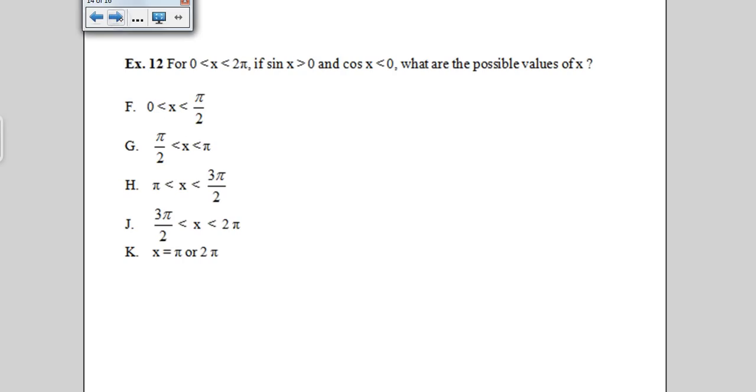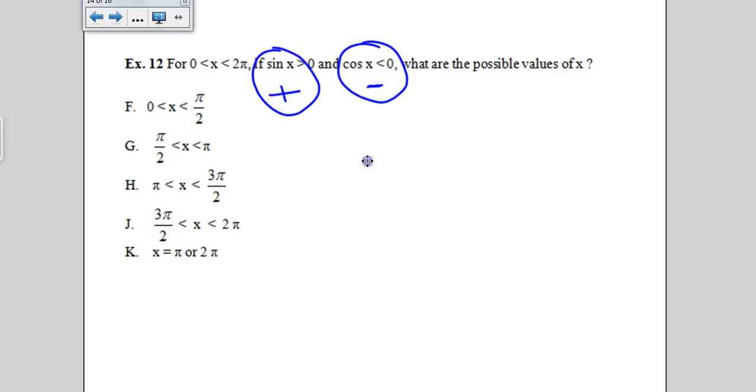So when I look at the next problem, it says, for any x between 0 and 2 pi, if the sine is greater than 0 and the cosine is less than 0, what are the possible values of x? Well, let's think about what that means. If the sine is greater than 0, any number greater than 0 means it's positive. So basically, sine has to be positive wherever I'm looking. If the cosine is less than 0, that means cosine has to be negative.